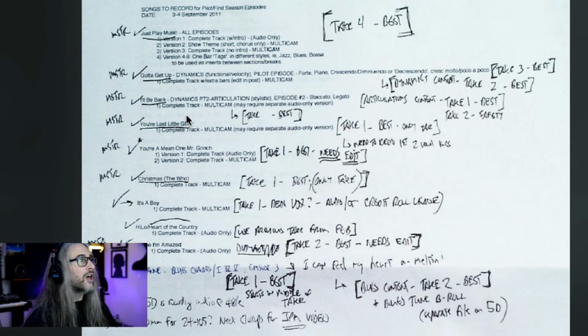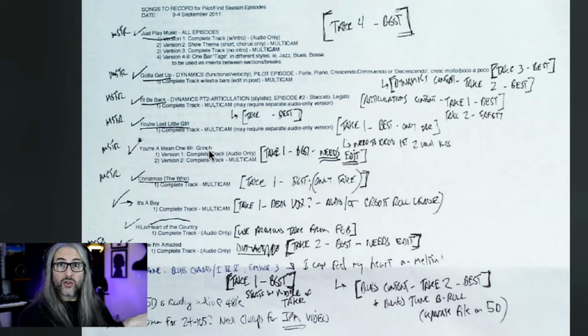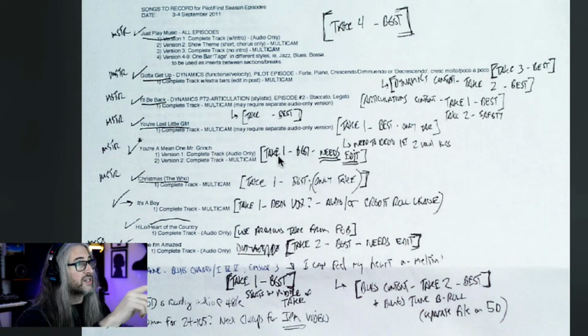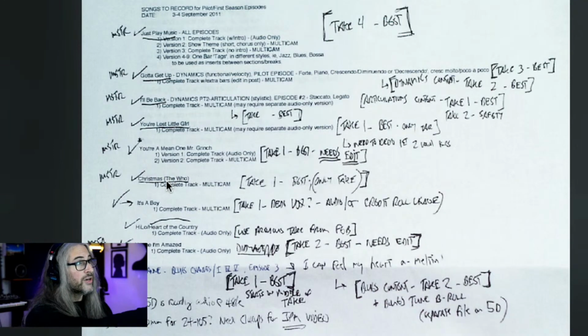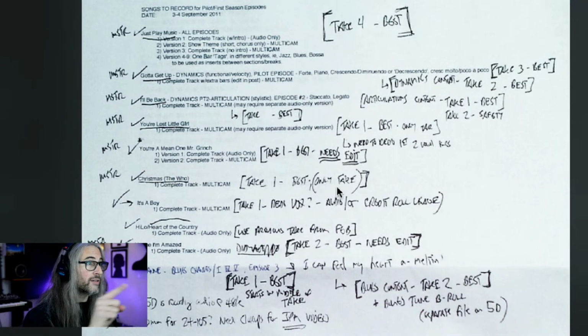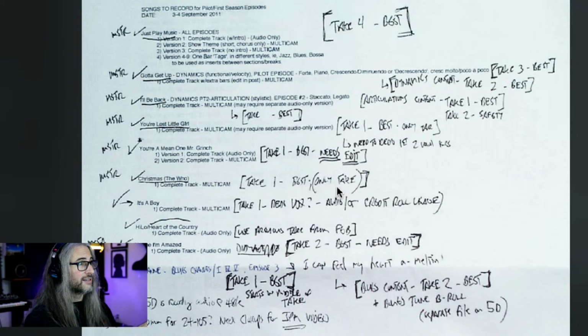All right. Your Lost Little Girl, cover song, Doors song, take 1, best. Me One Mr. Grinch, the very performance. No, not that one. I'll play the real one if I have it. Oh, the one that's on Spotify and it's on YouTube also. 1 take, first take, best. Christmas by The Who, take 1. We only did 1 take. I guess I thought it was so awesome. It's a Boy, which we never signed off on.